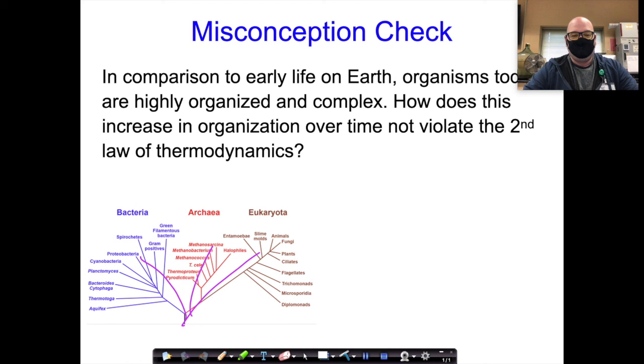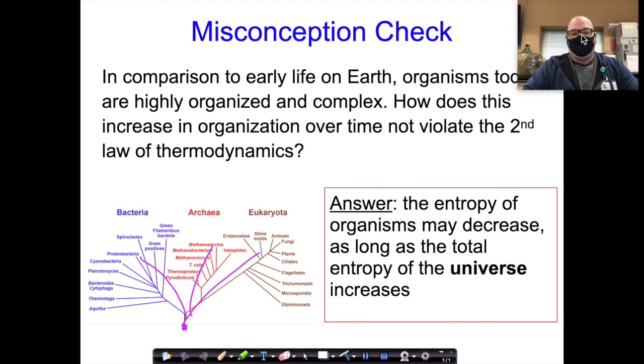Here's another one. This is a little tree that shows things becoming more complex over the evolutionary time scale. Well, things are going from low levels of complexity to higher levels of order. So the organisms, again, they may decrease their entropy, but the total level of the whole universe does go up with all their waste products and lost energy.